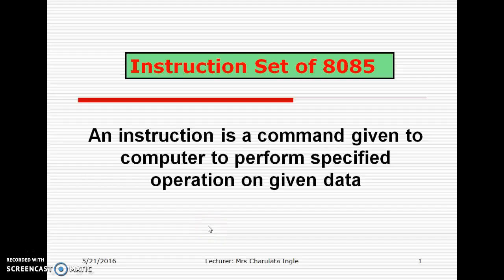Hello, good morning everyone. In the previous lecture, we have seen what is meant by instructions and the various groups of instruction. We will recall that within a few seconds, then we will go further. So, what is meant by instruction? An instruction is a command given to a computer to perform a specified operation on a given data.